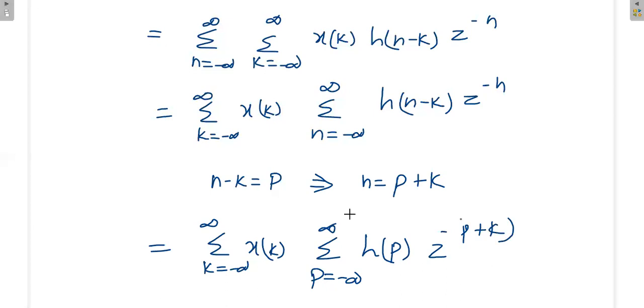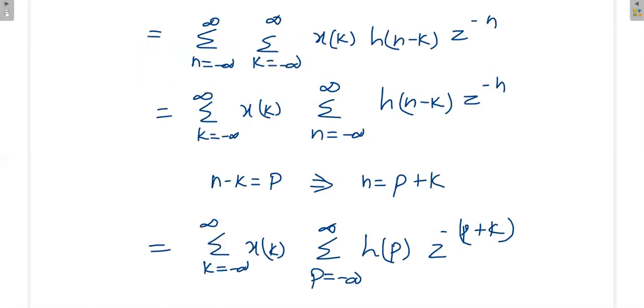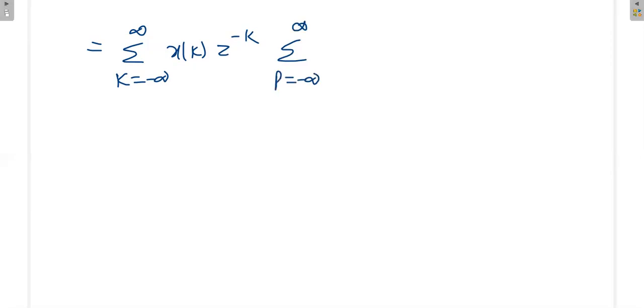So now again we'll be getting z power minus p, z power minus k. That z power minus k we'll be taking here. So summation k minus infinity to plus infinity x of k z power minus k summation p minus infinity to plus infinity h of p z power minus p. If you see here, both are resembling the Z transform formula, but only the variable is different. Here they are using the variable k, here the variable is p. So it is resembling the formula of Z transform.